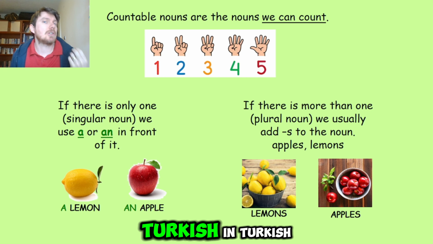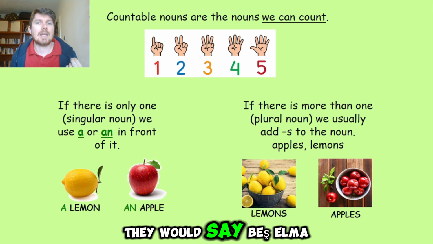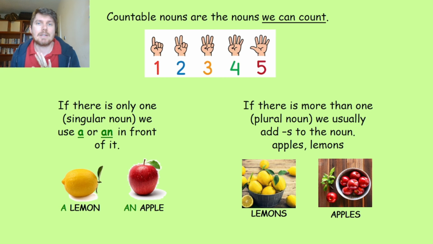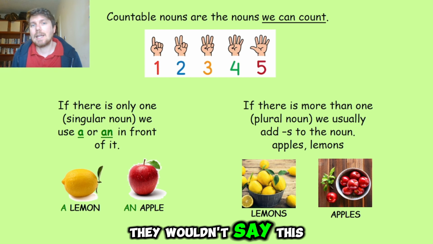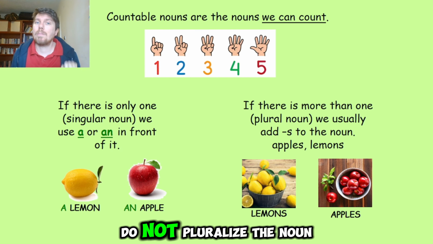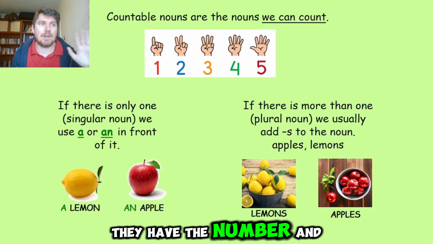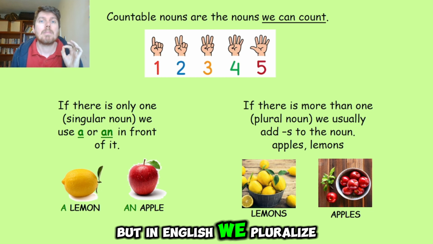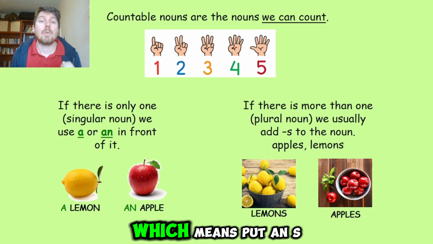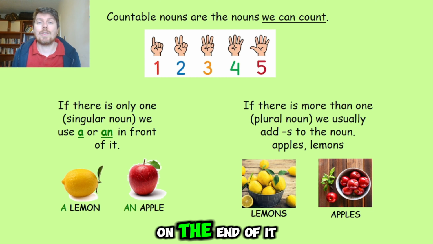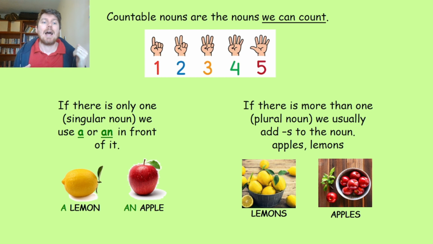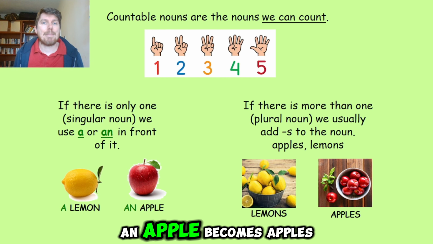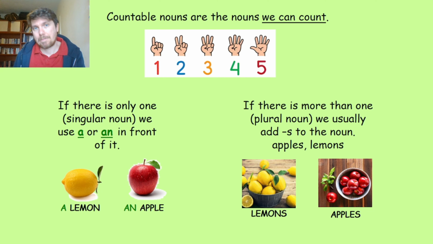This is different to Turkish. In Turkish, they would say beş elma. They wouldn't say beş elmalar. That would be the plural. They wouldn't say this. So in some languages, they do not pluralize the noun. They have the number and then the singular noun. But in English, we pluralize the noun, which means put an S on the end of it. Lemon, a lemon becomes lemons. An apple becomes apples. Perfect.